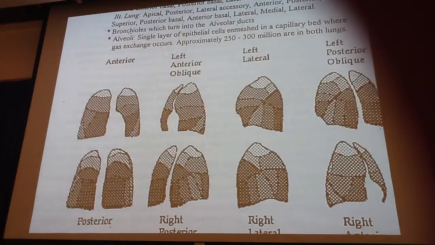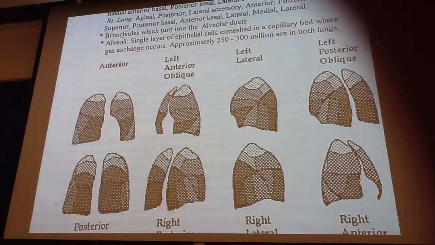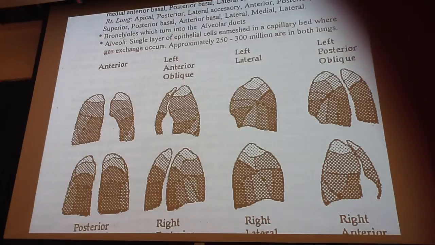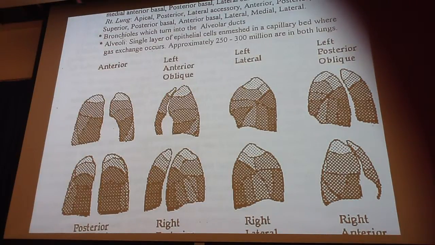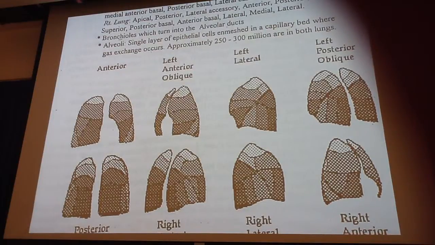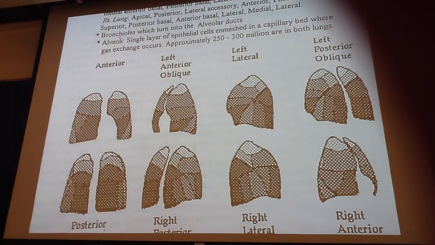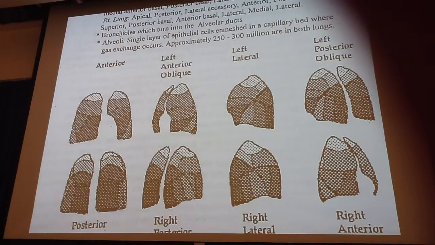On your handout, I've listed the 18 segments that are supplied by the tertiary bronchi, because these are the segments that we look for to be knocked out when you have a pulmonary embolus. If you have a pulmonary embolus and it takes out one of these segments, that's what we're going to see on the lung ventilation and perfusion scan.